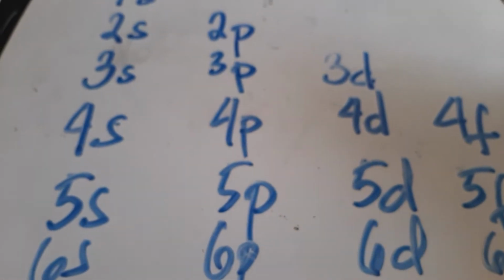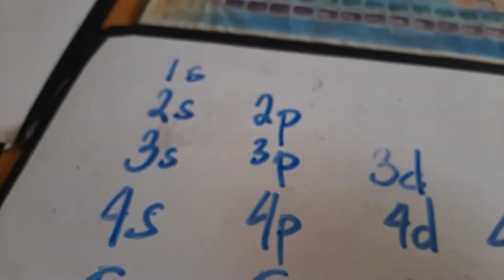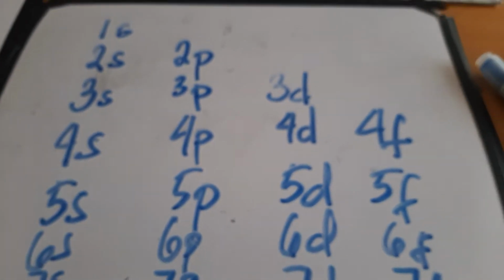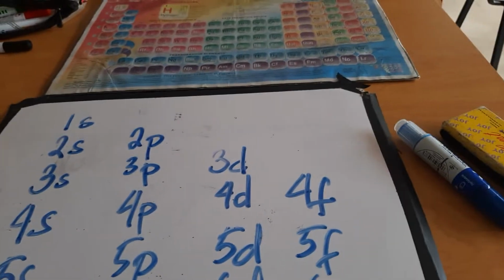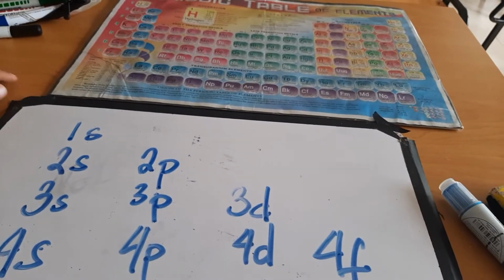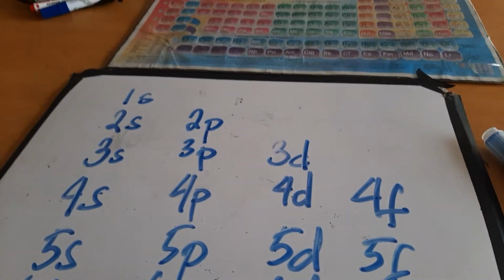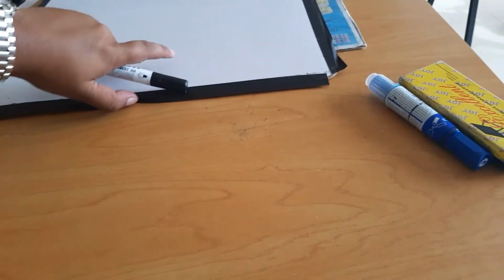So let's just recall, or let's try to write the electron configuration of some elements, just to recall what we learned in the last video. Again, sorry for the instability of my video. I am currently using my left and right hand, one for capturing the video and one for using the whiteboard and the marker.